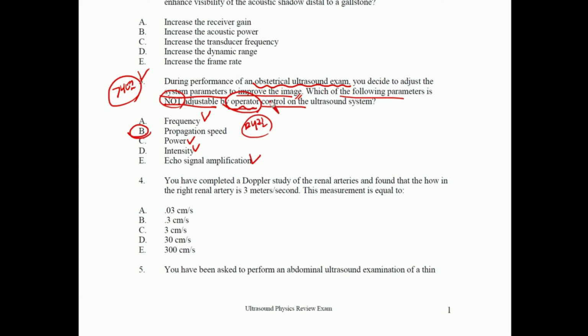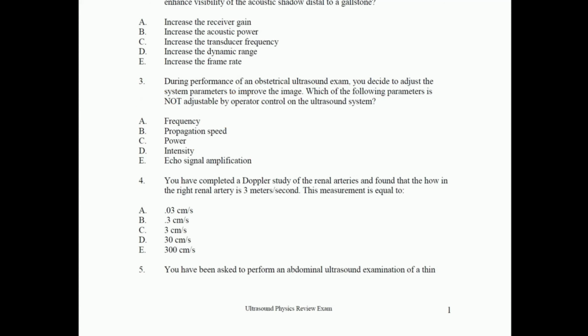Also, what you can learn from this question is that the other options, A, C, and B, are items that the examiner can adjust. Let's move on and look at the next question, number 4. If you look at the question, it explains that Doppler study is being applied to the renal artery. It was measured at a speed of 3 meters per second in the right renal artery. This question is asking which conditions can be associated with the value given here.